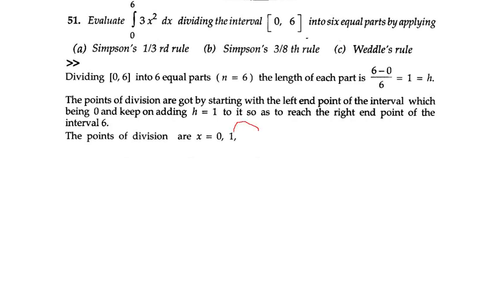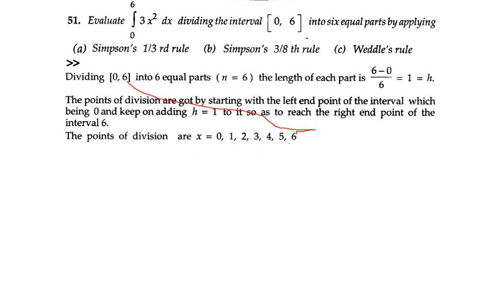Then how do you find the next value? Simple. Add the value of h to this value, and we'll get the next value. That is 1 plus 1, 2. Similarly, add 1 to this 2, you'll get the next 3. 3 plus 1, 4. 4 plus 1, 5. 5 plus 1, 6. So we need to stop here because we reached the end. The last value is 6, so we stop the process.